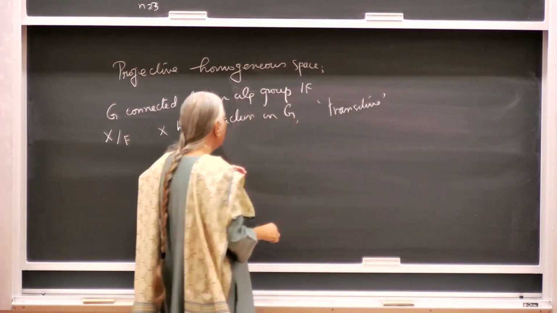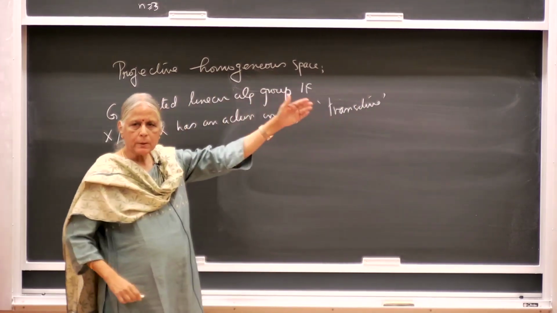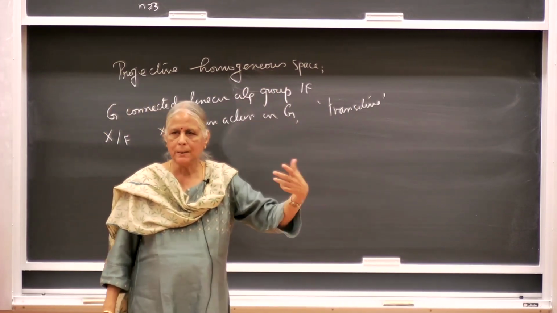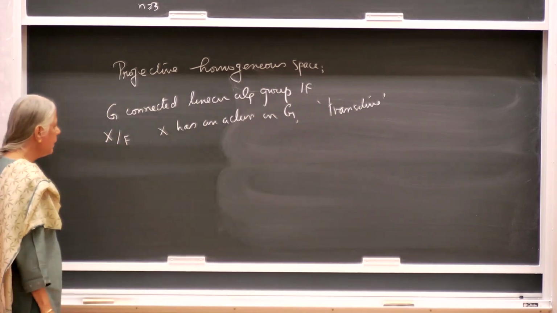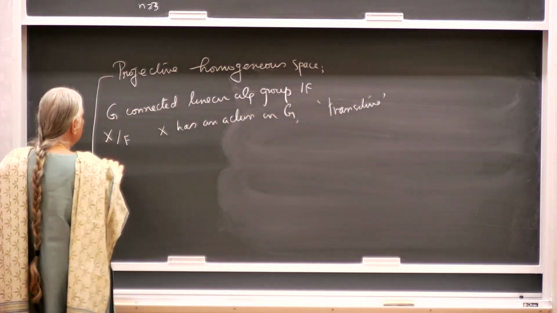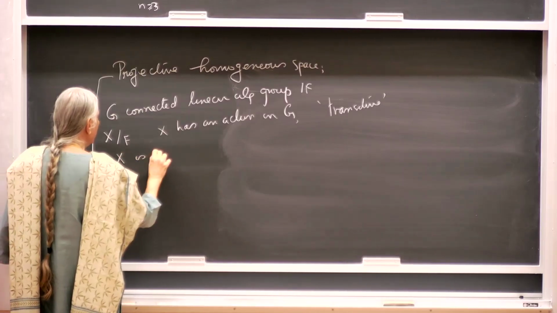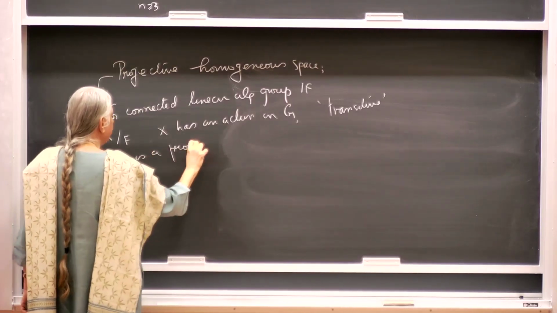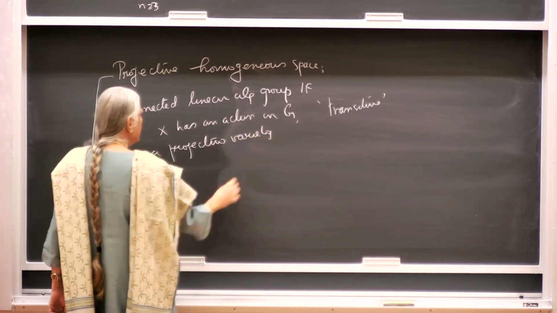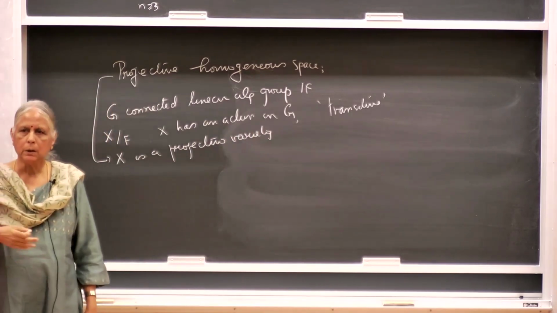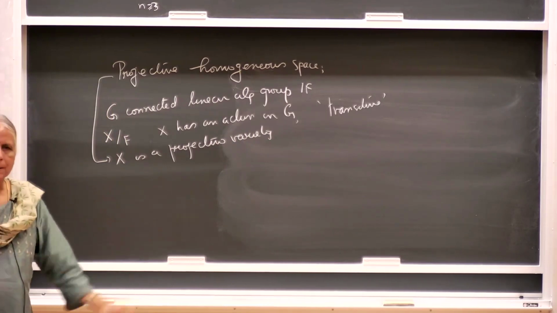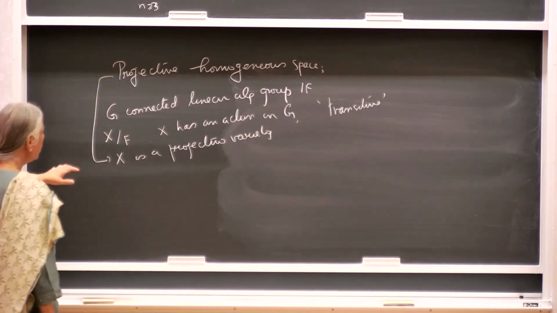Transitive means, of course, that over the F-bar points of X, the action of G(F-bar) on X(F-bar) is transitive. That is the notion of transitivity. Then such a space is called a homogeneous space, and a projective homogeneous space in addition means X is a projective variety. So a projective variety on which the group acts transitively. Okay, the action is algebraic, in the Zariski sense. These are the projective homogeneous spaces.